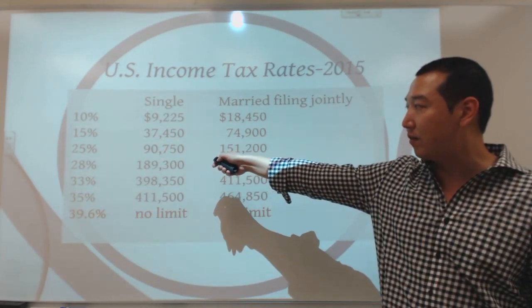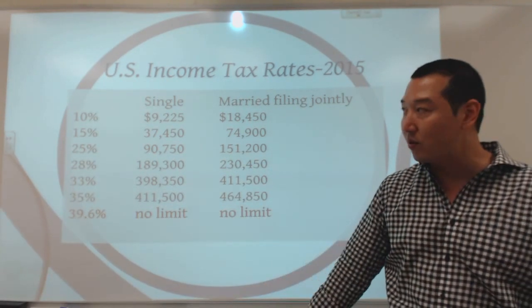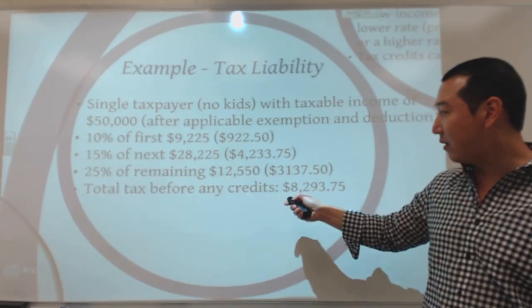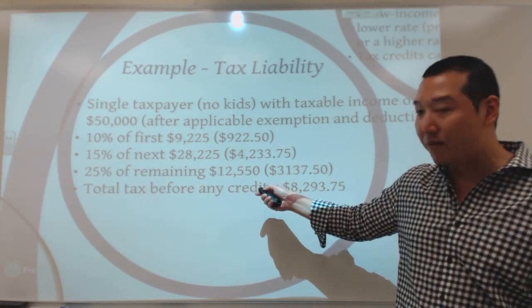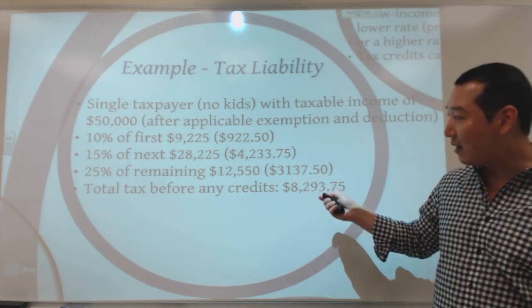And then on the difference between $50,000 of taxable income and that last bend point, so the difference between $50,000 and $37,450, you're going to be taxed at 25% or 25 cents on each of those dollars. And so that's what I've calculated here. That difference comes out to $12,550. And so that amount is indicated in parentheses.